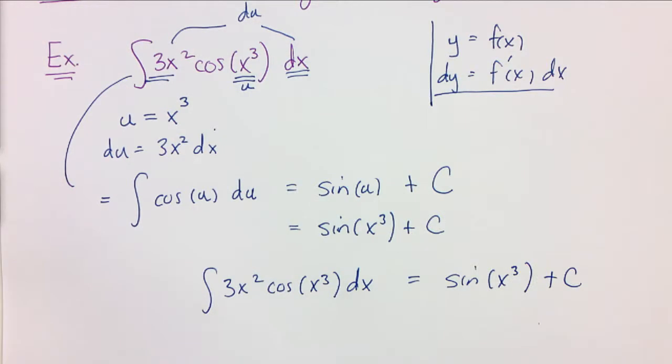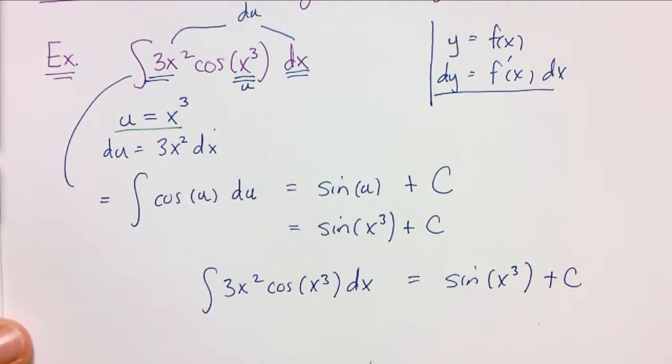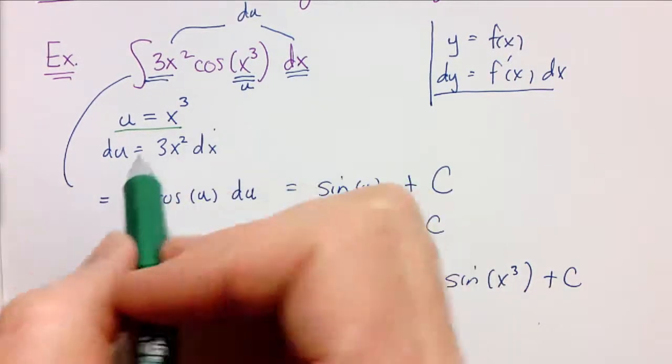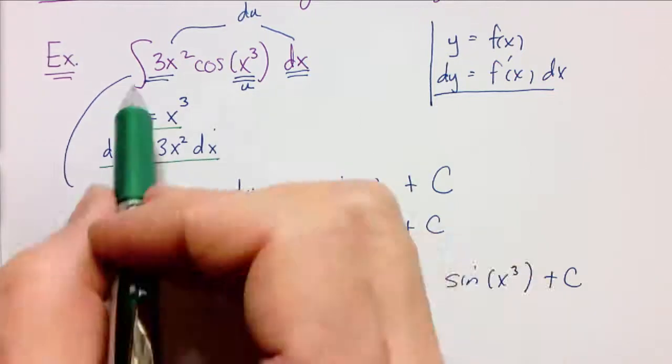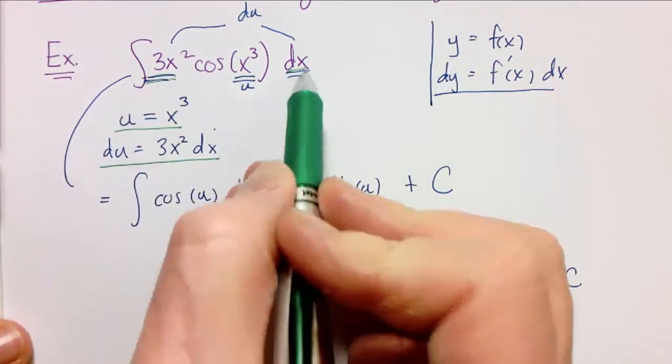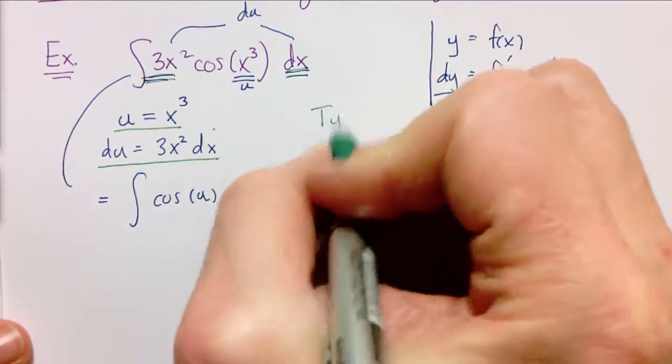I call this one a type 1 substitution. It's type 1 because what we chose to substitute, u equals x cubed, when we take du, it exactly fits with everything else that remained in the integral. We didn't have to make any adjustments. So I call this a type 1.